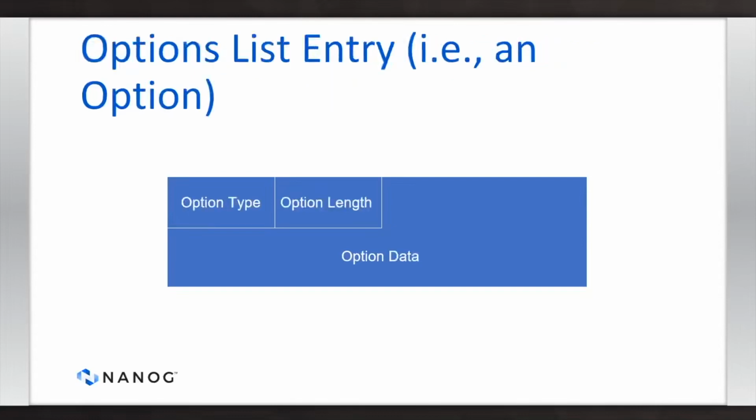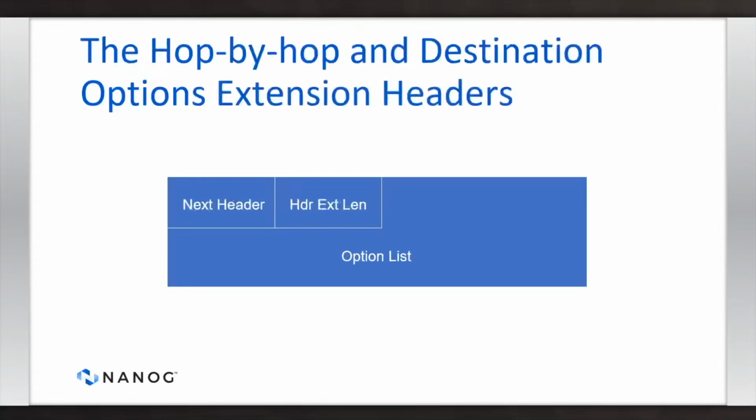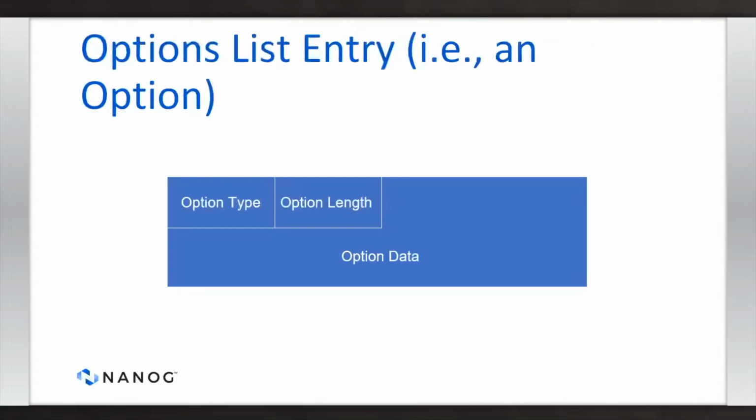Now, the hop-by-hop and destination extension headers carry one or more options. And this is what an option looks like. It has an option type, an option length, measured in bytes, and option data. And there are a couple dozen of these. This format, hop-by-hop and destination options header, and the options, you'll see it's identical for the two. They are both a bundle of options.